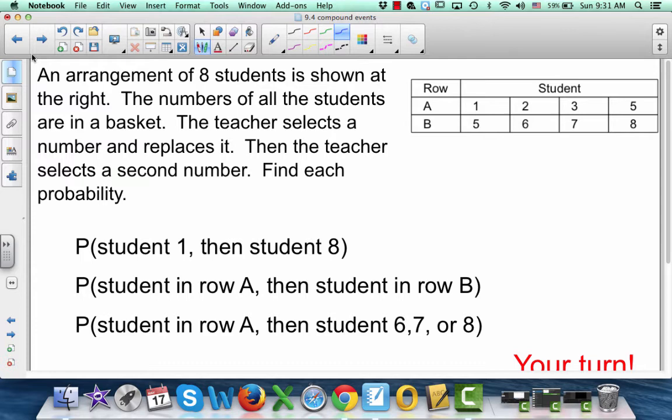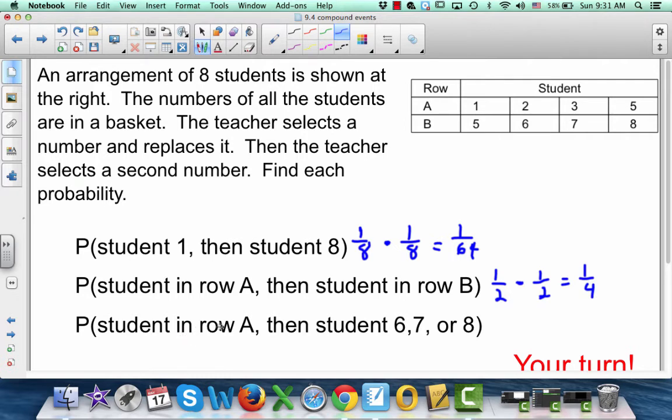All right, the probability of student 1 would be 1 out of 8. And the probability of student 8 would be 1 out of 8. So that would be 1 out of 64. The probability of a student in row A would be 4 out of 8, or 1 out of 2. And then a student in row B would be 4 out of 8, or 1 out of 2, which would give us 1 out of 4.